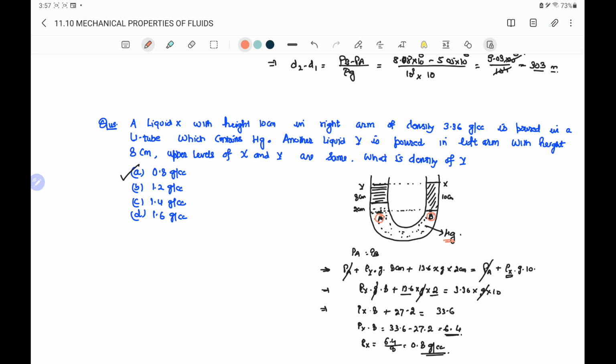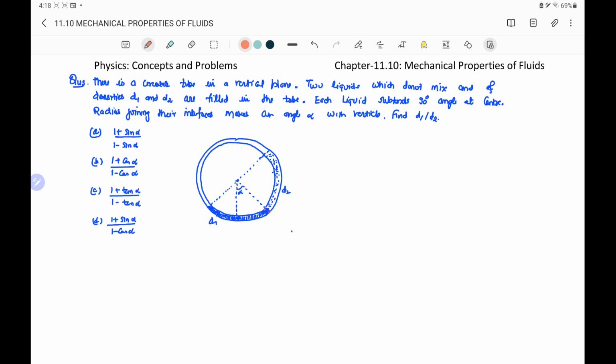Next question is, there is a circular tube in a vertical plane. Two liquids which do not mix and of densities d1 and d2 are filled in the tube. Each liquid subtends 90° at the center. Say this is the center O, and the angle subtended by these liquids is 90° at the center. The radius joining their interfaces makes angle alpha with the vertical. This is the angle alpha. Find the ratio of densities d1 by d2.